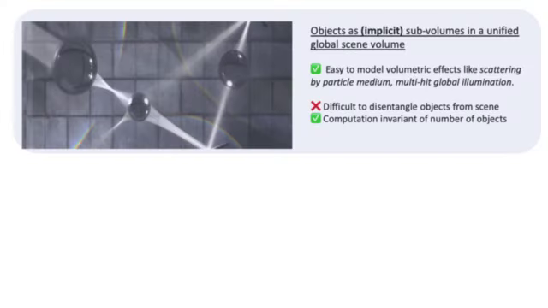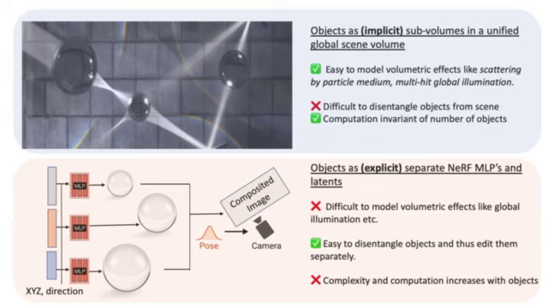Let's now quickly summarize the editable scene representations. In this project, we focused on learning two different representations. One is the volume representation, where objects are implicitly represented as subvolumes, and the other is an explicit representation of the scene, where objects are represented as separate NeRF MLP models. The first volume representation approach allows us to better model complex effects like volume scattering, multi-hit global illumination, etc. While the second approach of scene graph allows us to better disentangle objects from one another and thereby easy editing.